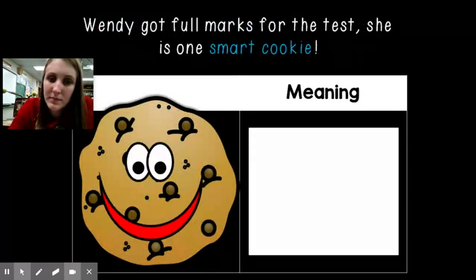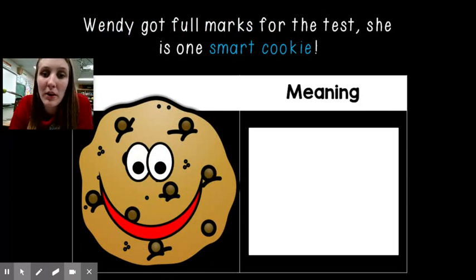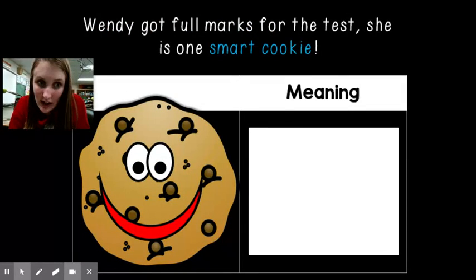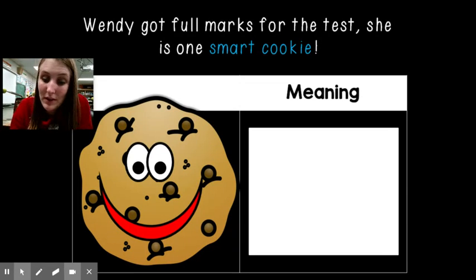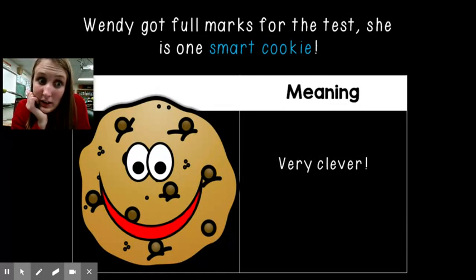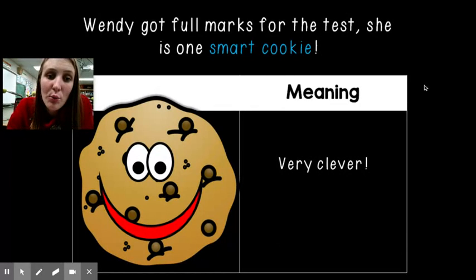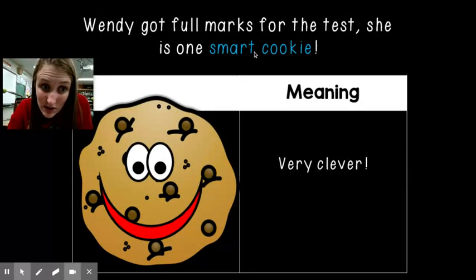One more. Wendy got full marks for the test. She is one smart cookie. Okay. Full marks means she got an A. And she's one smart cookie. If you're a smart cookie, you're very smart. You're very clever. Okay. So we've got our sentence with context clues.